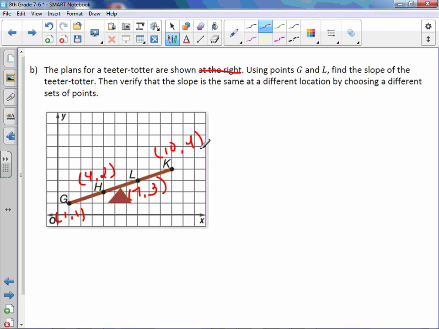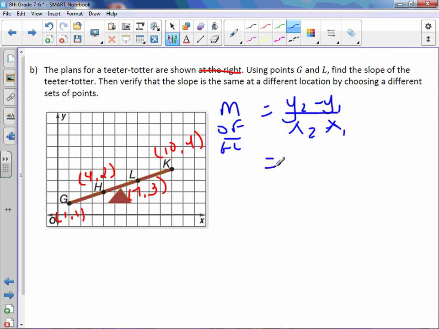So the first thing we're going to do is find the slope of GL. Formula is y2 minus y1 over x2 minus x1. I'll choose this as my x1, y1, x2, y2. So we have 3 minus 1 over 7 minus 1, which is 2/6, or reduced 1/3.